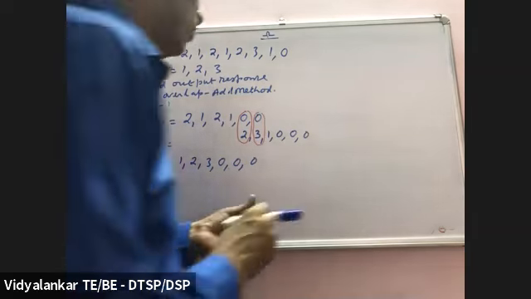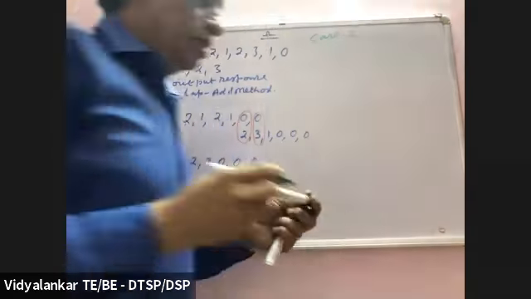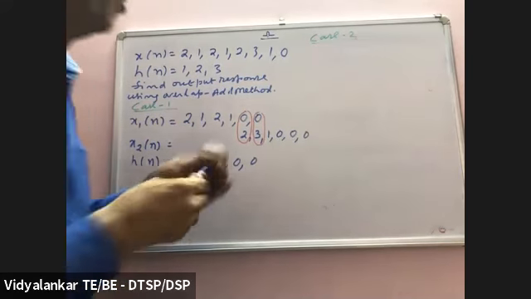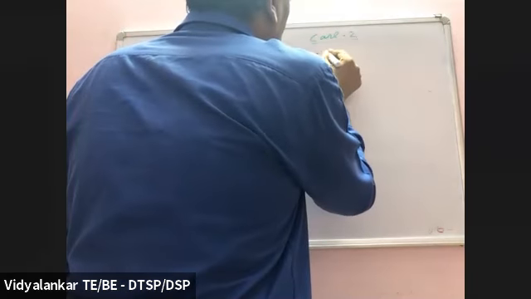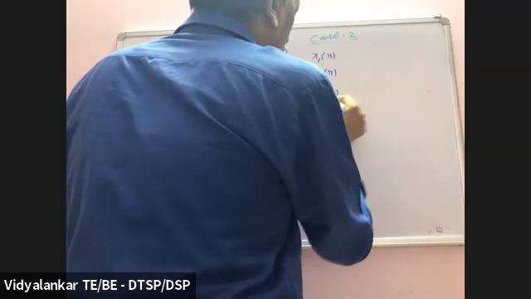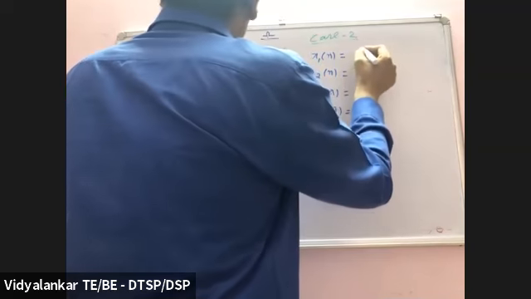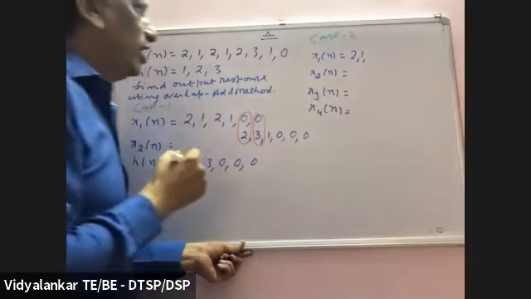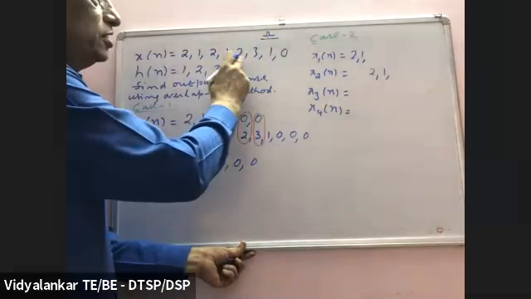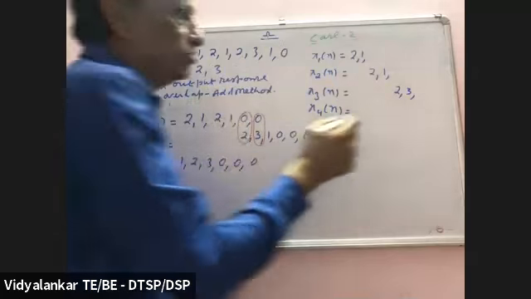Whereas case 2: the 8 points I will split into 4 parts, x1 of n, x2 of n, x3 of n, x4 of n. x1 of n is the first 2 values, that is 2, 1. Followed by x2 of n, starting with the next 2 values, 2, 1. Followed by x3 of n, the next 2 values, 2, 3. Followed by x4 of n, the last 2 values, 1, 0.